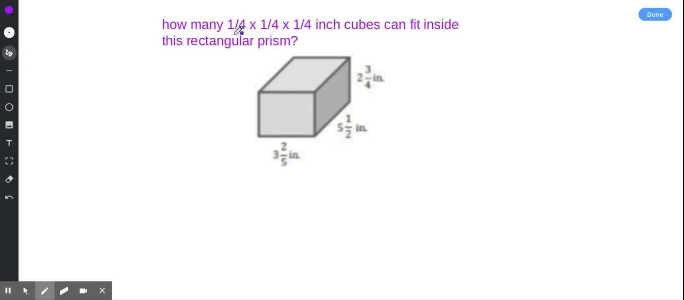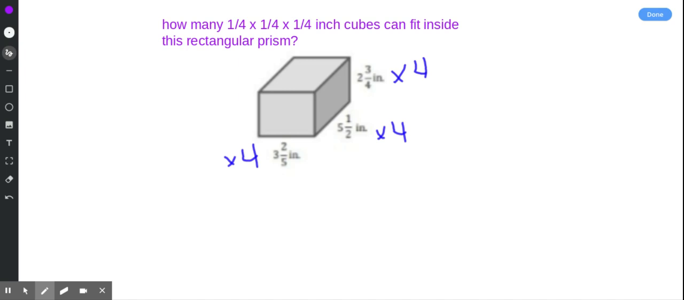I'm making them smaller. I'm cutting them into fourths, so I can really fit 4 times as many in the length, 4 times as many in the width, and 4 times as many in the height. So instead of that half where I could fit twice as many, now if I'm splitting them into quarters, into fourths, I can fit 4 times as many cubes in all 3 dimensions.